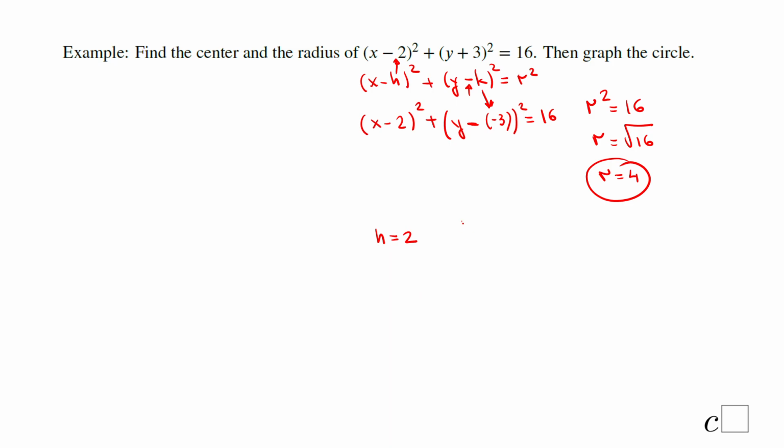A very good shortcut will be to switch the sign. If it's positive, switch the sign. The center is at (2, negative 3) and the radius is 4. We can try to sketch a graph here.